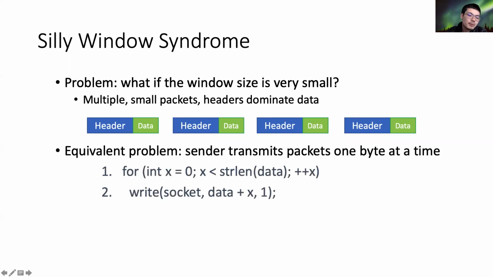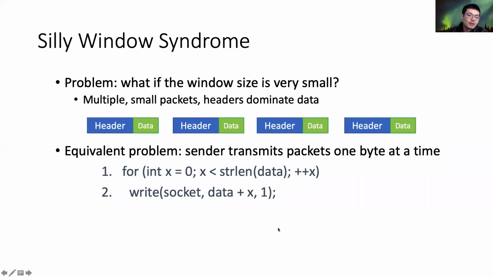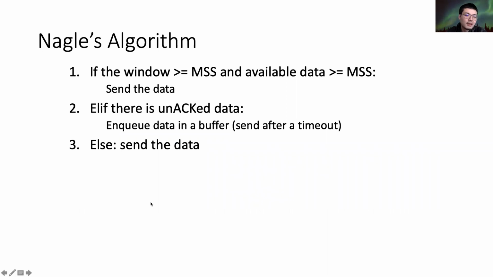So the equivalent problem is saying that the sender should not transmit packets 1 byte at a time. If it's 1 byte at a time, but you attach many bytes of header, this is going to kill the performance. So if we have a stream of data, the stream length means the number of bytes in the data. We can write to the socket 1 byte at a time, but when you say write, it will not just call the network interface card to send it. It will buffer.